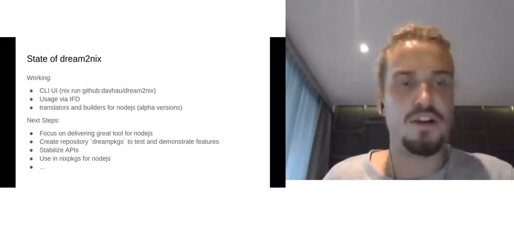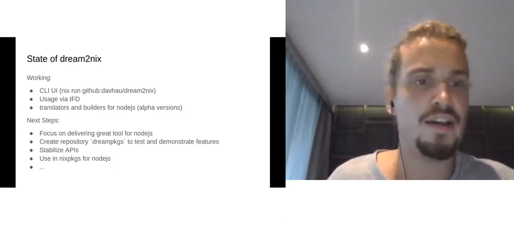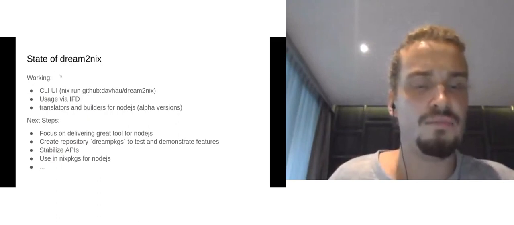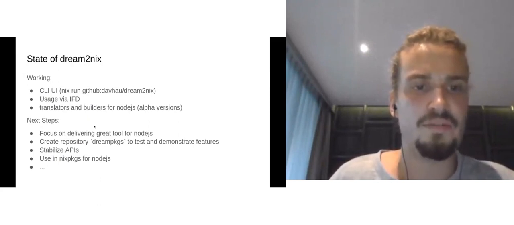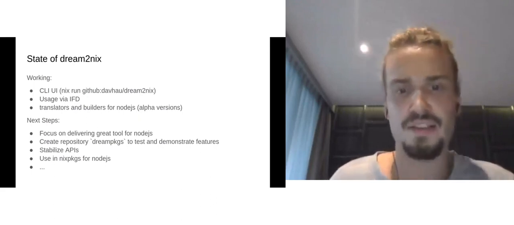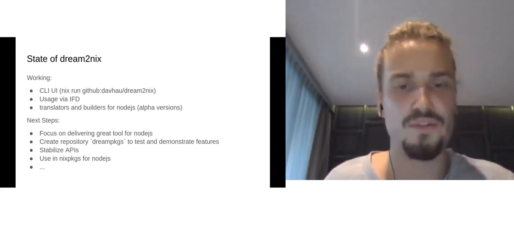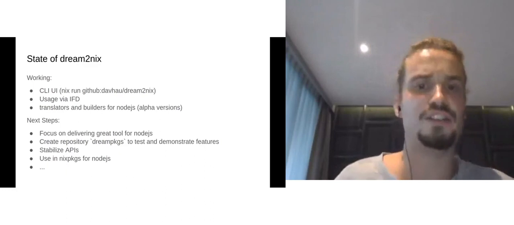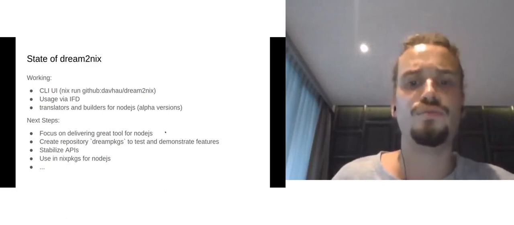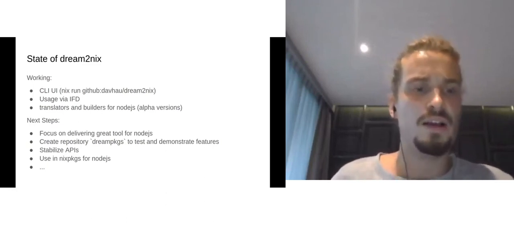All right, so what is the current state of dream2nix? As you have seen, we have a working command line interface, which you can execute like this. We have a working import from derivation interface, and we have some translators and builders for Node.js. I have to mention they are pretty alpha at this point, so don't expect it to work with your package right now. There's still a lot of little things to improve and little features to add and corner cases to solve.